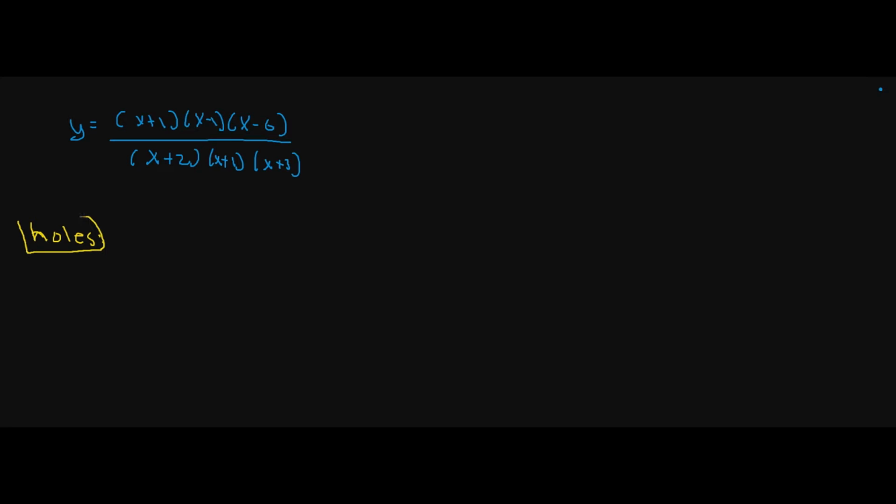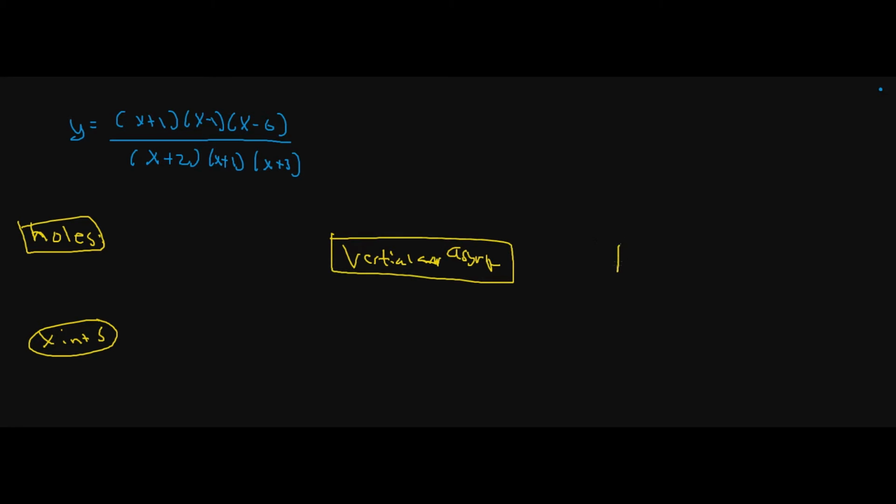We want to find the holes. We want to find the x-intercepts. We want to find the vertical asymptotes. And we want to find the horizontal. I know I spelled it pretty badly. I'm getting used to this here.